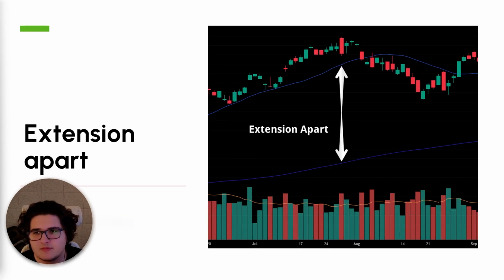And lastly, we have extension apart, or divergence. This is when price action diverges from the moving averages, e.g. price keeps rising while the MA flattens, or it can be between two moving averages as well. Personally, I prefer the second, between two moving averages that are separating apart, creating that extension apart. This can be a great sign for possible reversion, as moving averages are normally used for trend, but they can also be great for mean reversion.